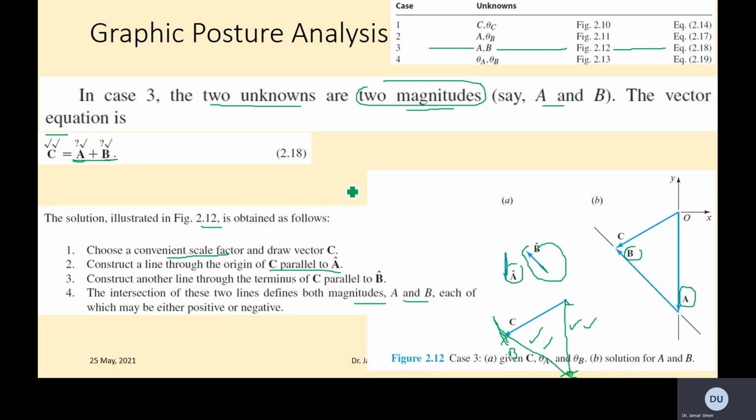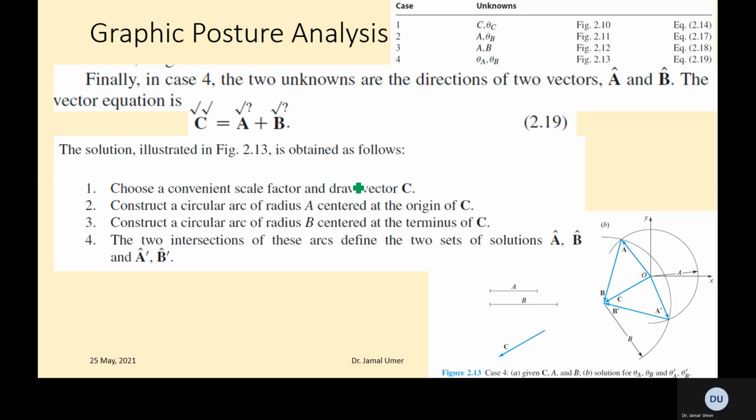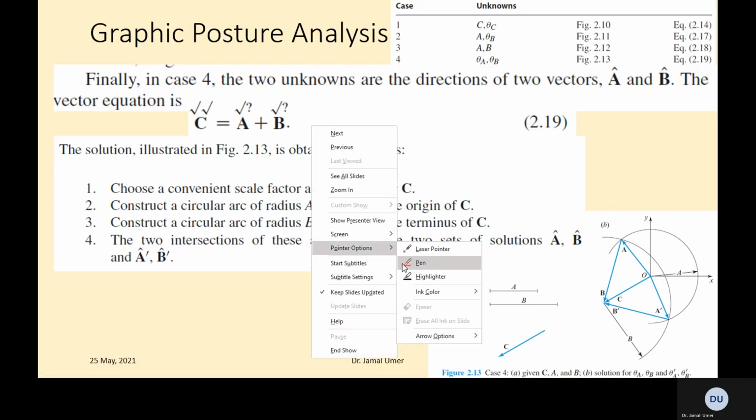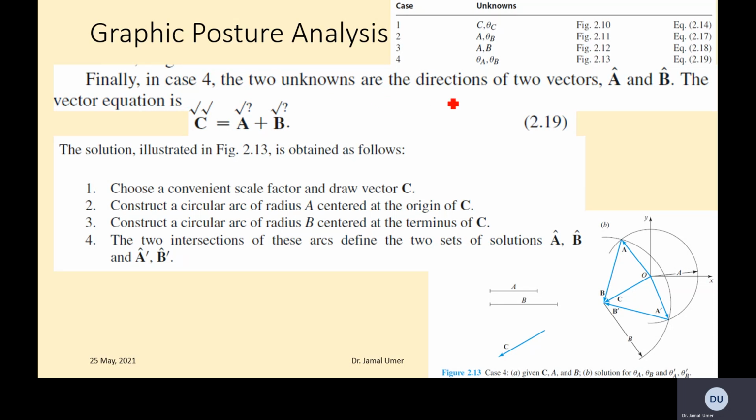Okay. Now we have the last case, which is case 4. In case 4, the two unknowns are the directions of two vectors. So A and B, both directions are unknown. This is the final case, and we are using figure 2.13 and equation 2.19. Same equation, where A and B both magnitudes are known, but the directions are unknown. The solution is illustrated in figure 2.13.